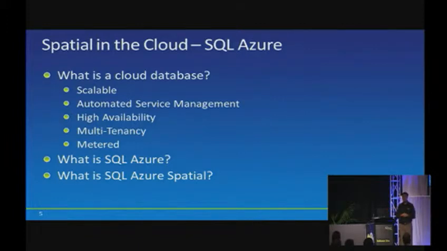Well, I would argue that that is a database in the cloud. A cloud database, we have some attributes here: scalability, automated service management, and so on, which are sort of the tests that Microsoft likes to apply. And using this premise, SQL Server Spatial is the first spatial implementation in a cloud database. So we've gone from last in relational to first in the cloud, which is actually quite gratifying, and it works beautifully, as we will see in a few minutes.